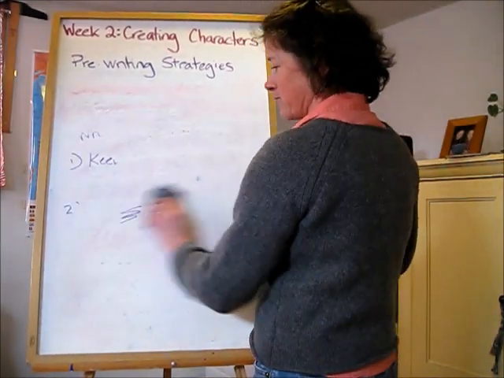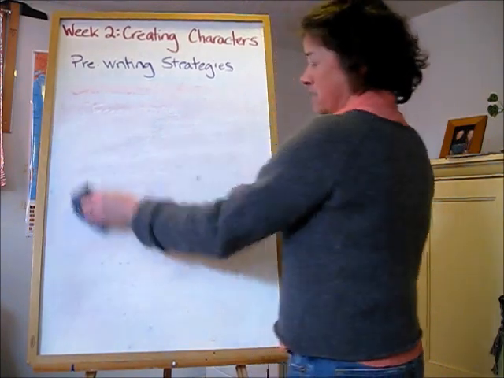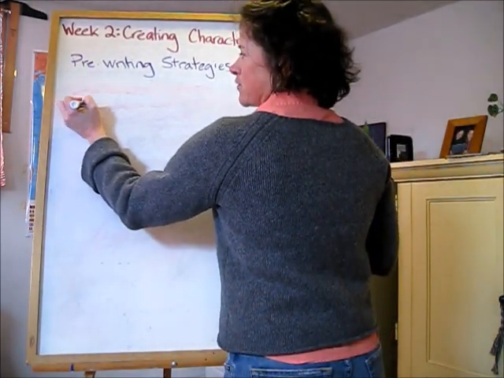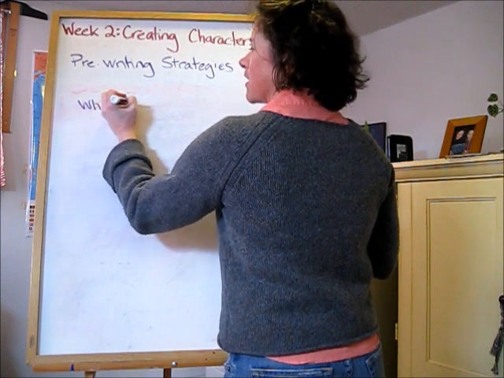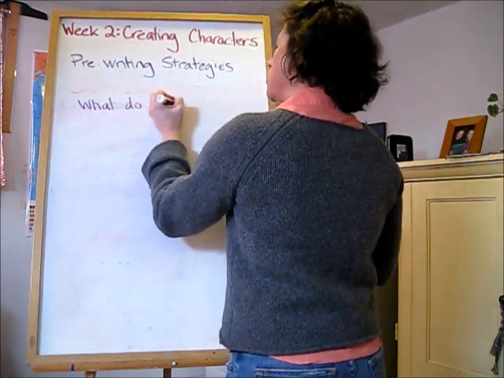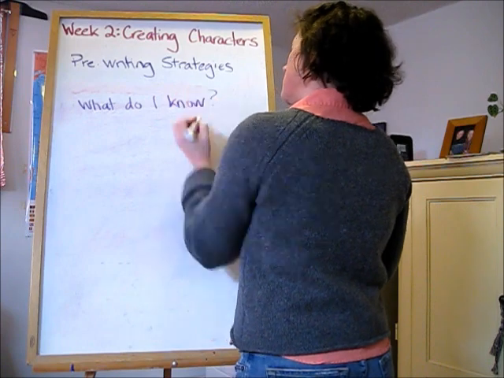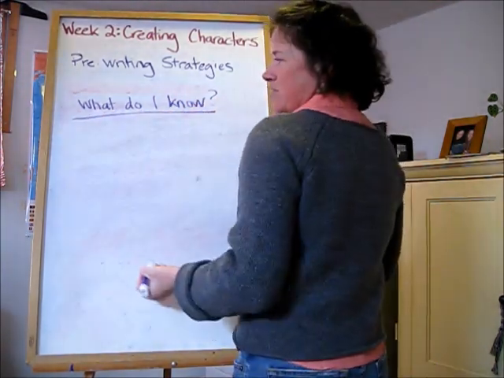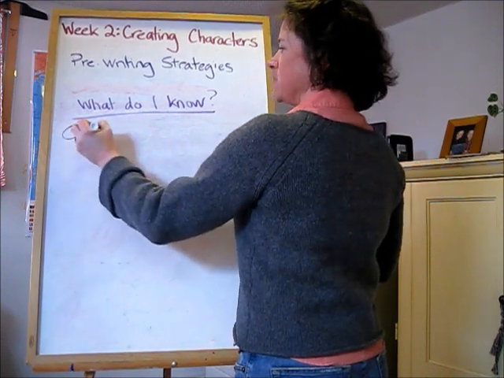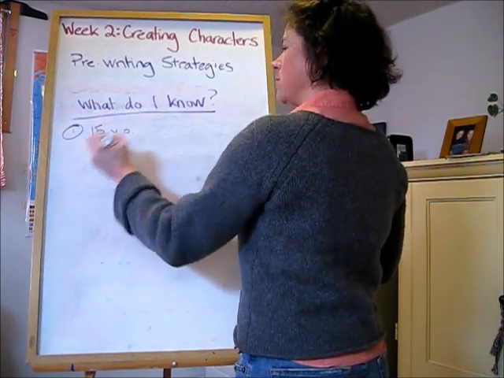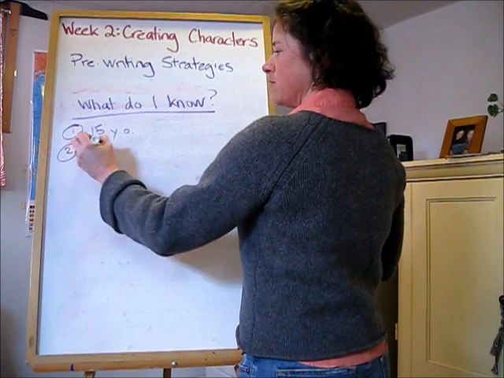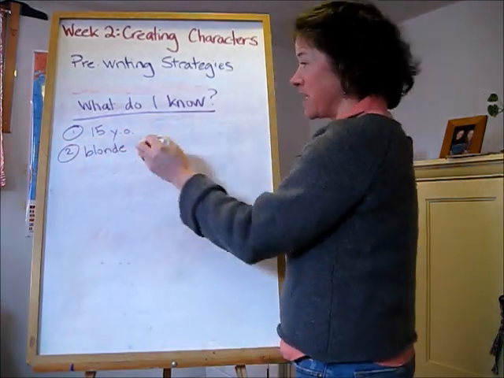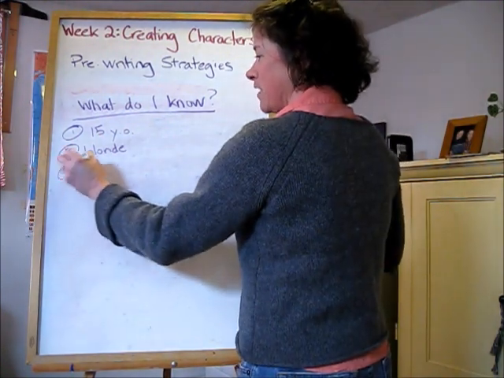Just grab a piece of paper and maybe write yourself a little question. What do I know about my character? What do I know? Or what would I like my character to be like? And then you just start listing things. 15 years old. Blonde. And don't question yourself, like, why is that important? I don't know, but it came into my head, so I'm putting it down. Female.